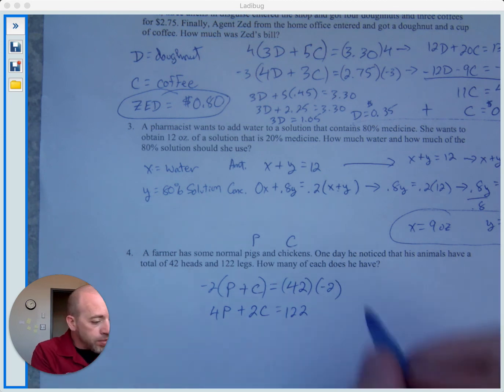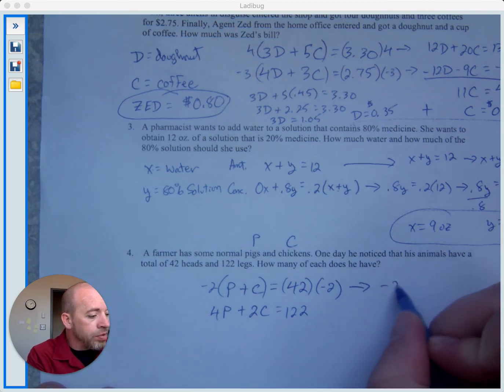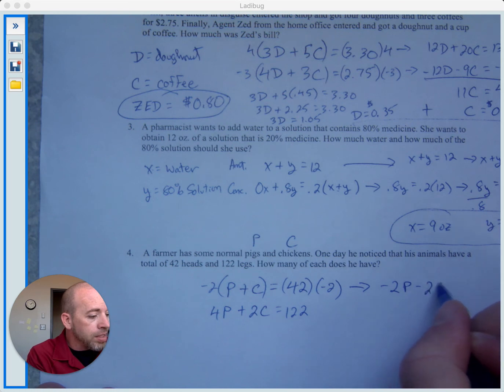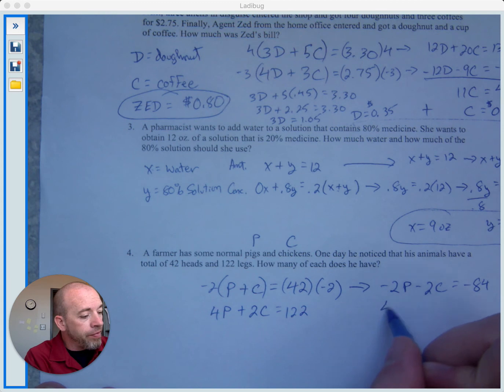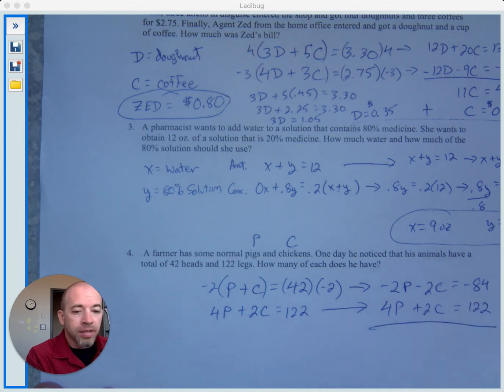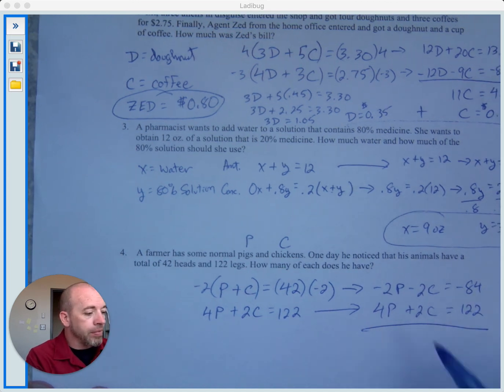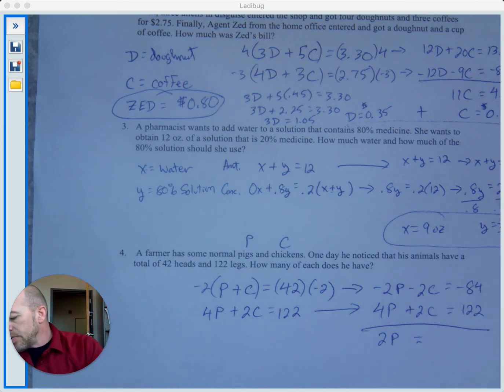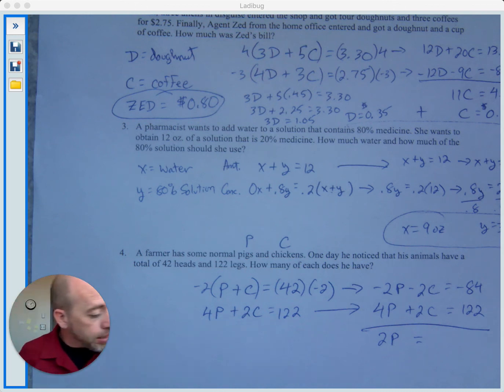And so let's see what this new equation looks like. We have -2p minus 2c equals -84. Here we have, this one's just going to stay the same. 4p plus 2c equals 122. And let's eliminate the c's now. -2p plus 4p is 2p. C's are eliminated. Negative 84 plus 122. What is that? 122 minus 84. 38, I think. Yeah, 38.